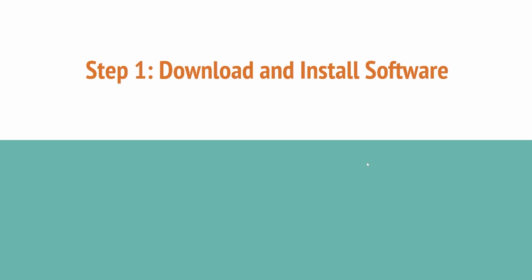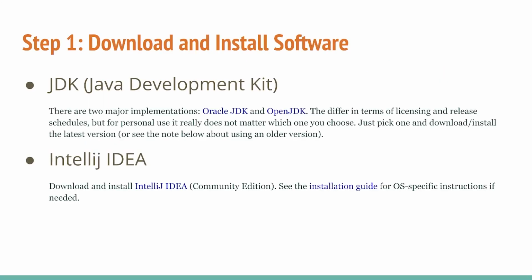The first one is we need to download and install software. We generally need only two that we need to install for now. It is the JDK, or the Java Development Kit, and IntelliJ IDE. For the JDK, there are two major implementations, the Oracle JDK and the Open JDK. So let's go to Oracle JDK. It doesn't really matter which one you're choosing, but for now, I normally use Oracle JDK.